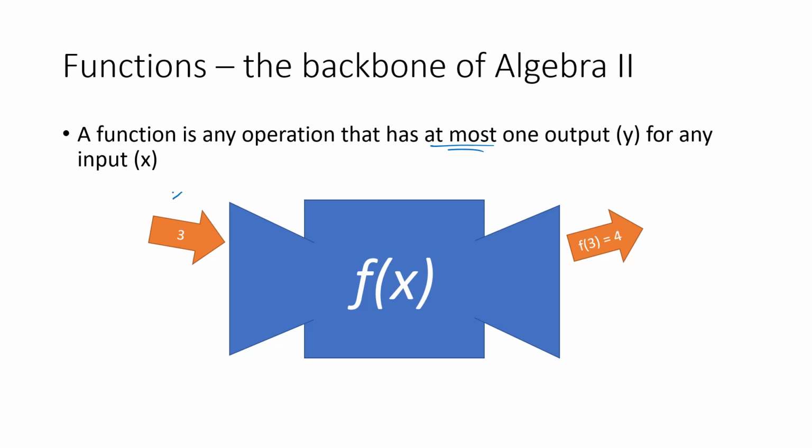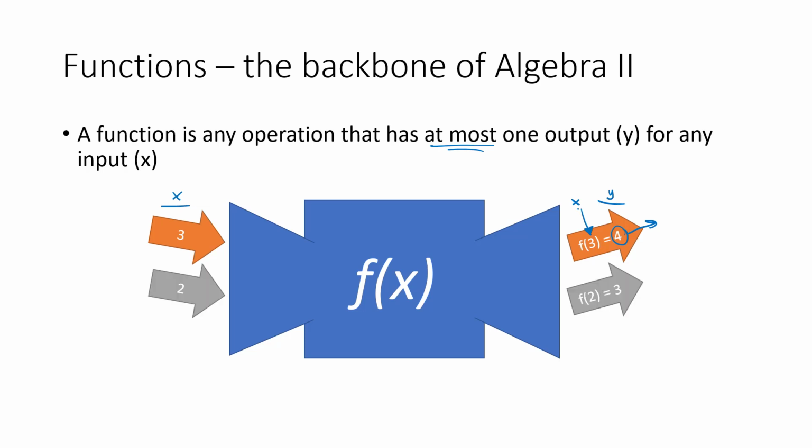We can think about the inputs, the things that go into the function, as x's, and the outputs, the things that come out of the function, are the y's. And you'll notice in our function notation, we see the f of 3. That's how we read that. That's not f times 3. It's read f of 3. F of 3 means 3 went inside the function, and the 4 is what came out of the function. So 4 is the y value when the x value, what's inside the function, is 3.